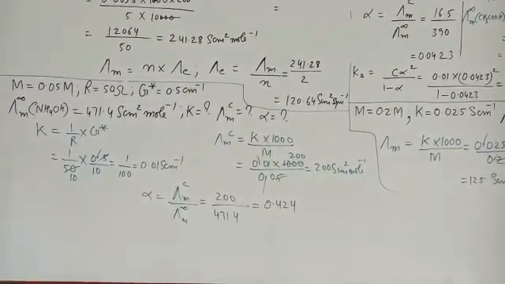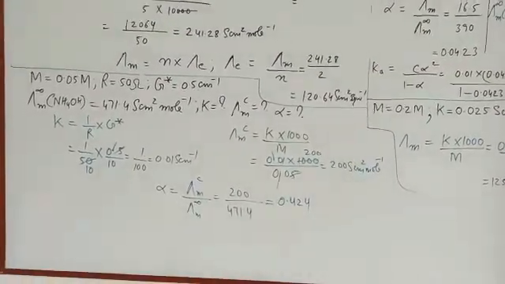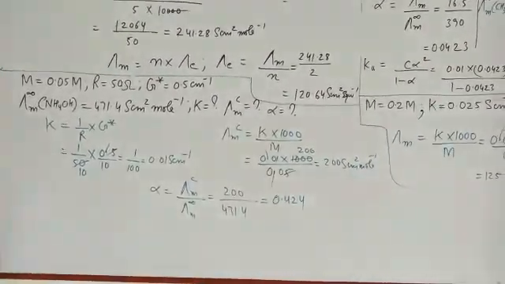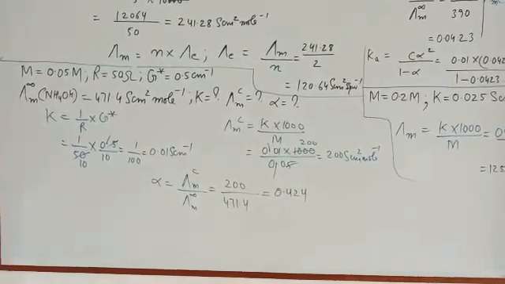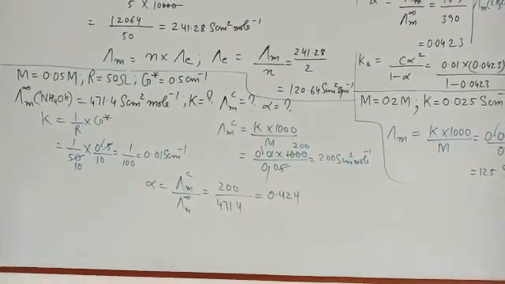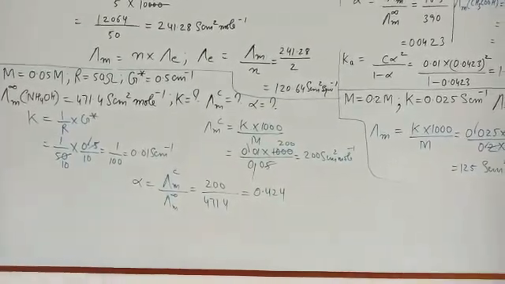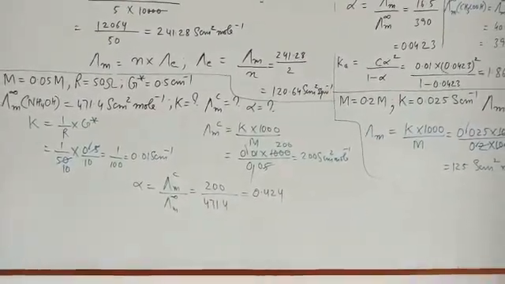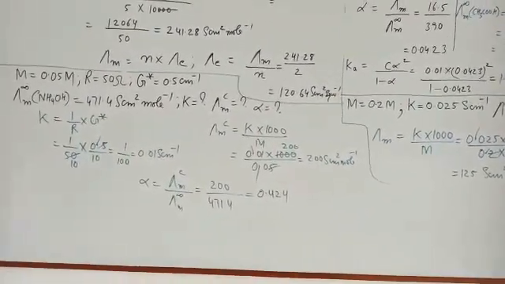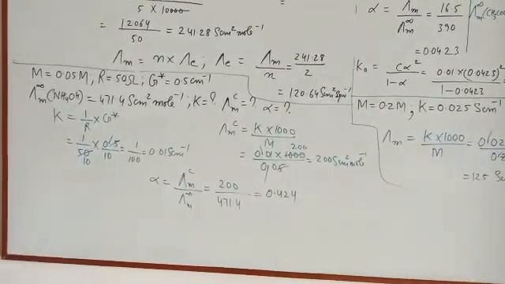So molarity is given 0.05 M, resistance is equal to 50 ohm, cell constant, that is the value of G star, is equal to 0.5 centimeter inverse. Molar conductance at infinite dilution of ammonium hydroxide is equal to 471.4 Siemens centimeter square mole inverse. We have to calculate the value of specific conductance, kappa, and molar conductance at given concentration. Then the value of alpha, that is degree of dissociation.